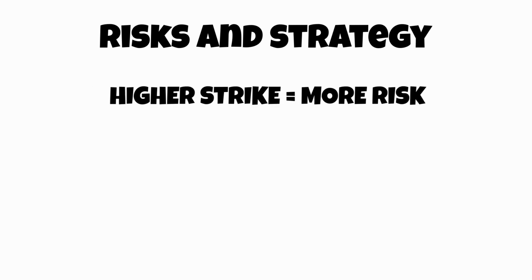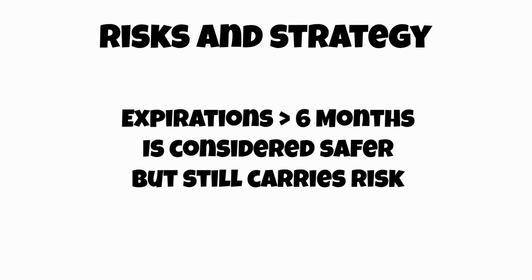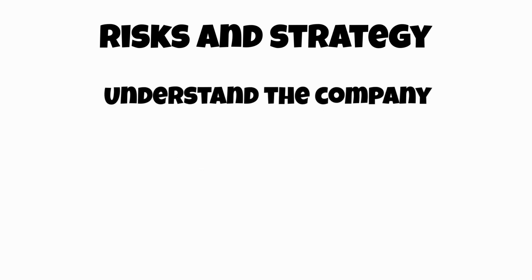To say it again, to reaffirm, the higher the strike price is above the current trading price, the more risk you are taking. In terms of picking an expiration date, this is entirely up to you, but generally, the further out the expiration is, the less likely your contract is of expiring worthless, given the same strike price at each expiration. Generally, expirations more than 6 months out are considered to be conservative or safer options. Overall, make sure you research the company and understand your risk tolerance before you begin doing call options.